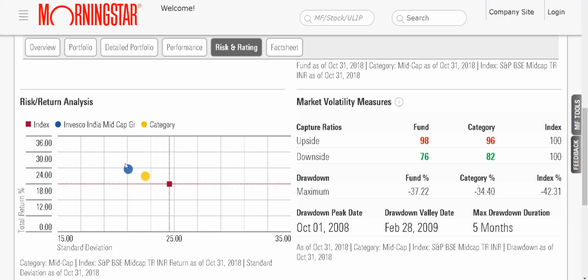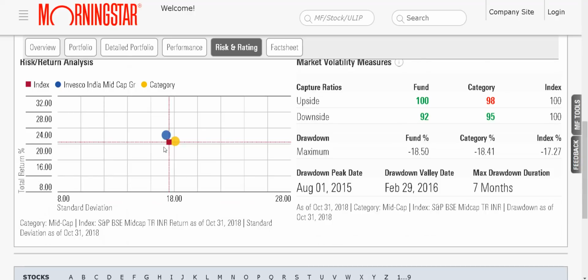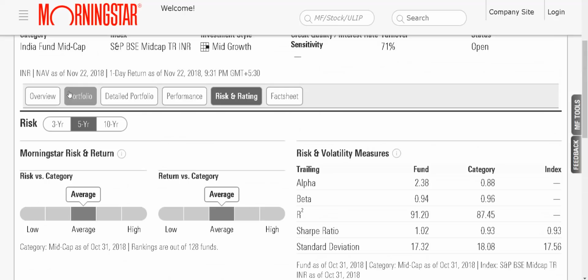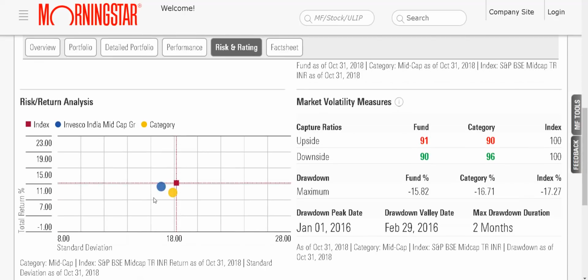So you can see that the fund has got a lower risk and a higher return. Again, if you notice over 5 years, it's managed to do well, just stay above the index and the category, and over 3 years it has not managed to beat the index, but its volatility is less. Of course, most funds in the category have also not managed to beat the index, so I think it's quite fine. So from that standpoint, I think Invesco Midcap has had a good performance track record.